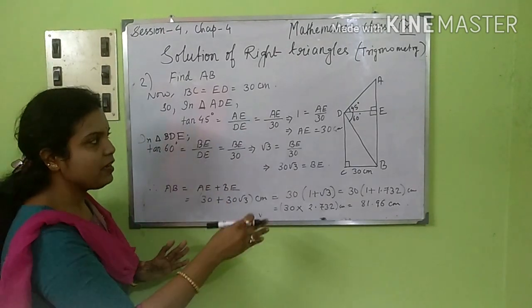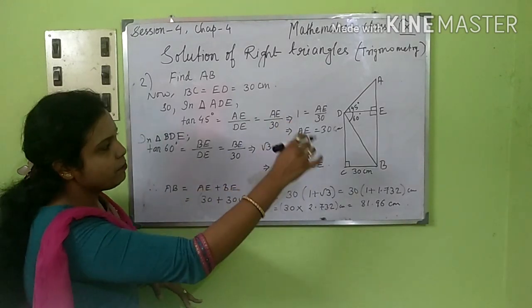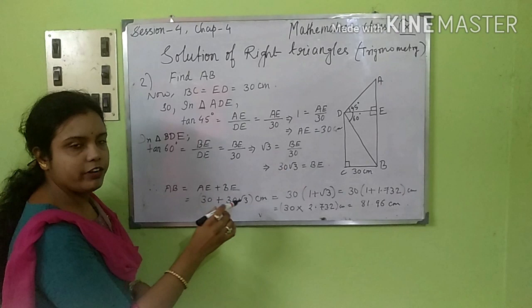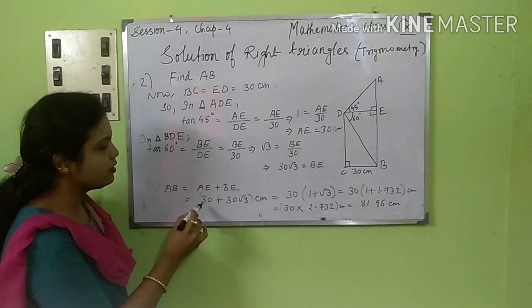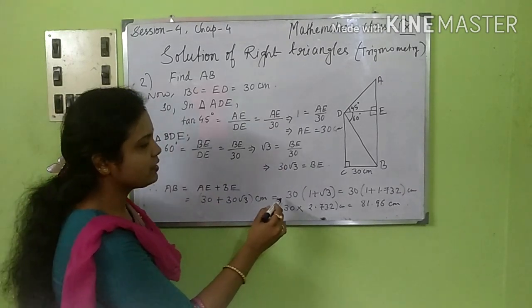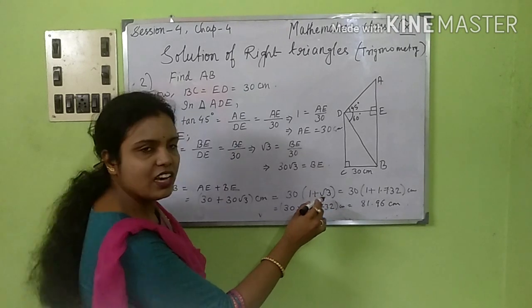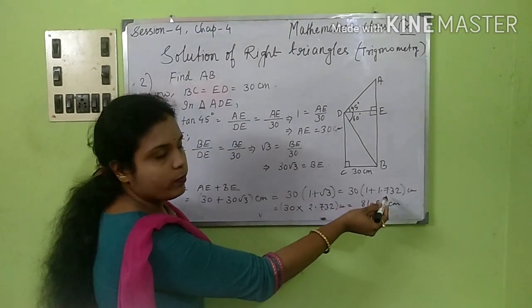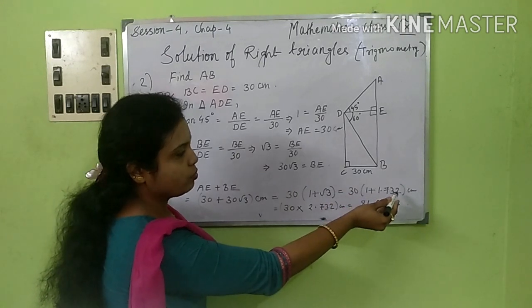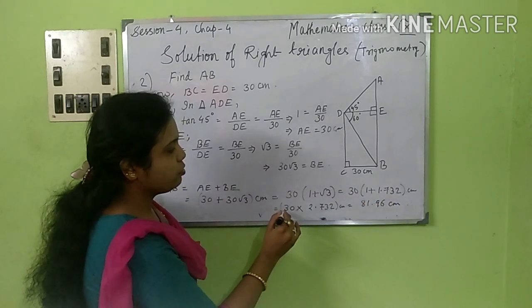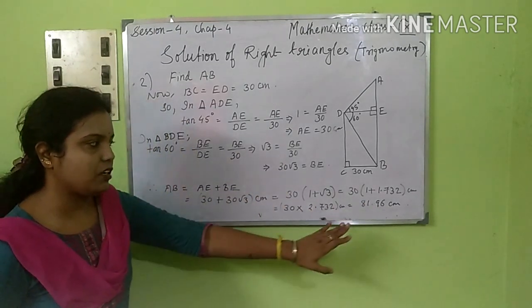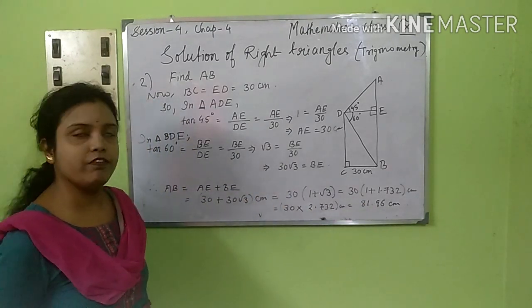So now AB is equal to AE plus BE, right? So AE and BE's value we have already got. So just put that over there, 30 plus 30 root 3 centimeter, that is equal to 30 into 1 plus root 3. Just have taken the 30 common. So 30 into 1 plus value of root 3 is 1.732. Okay? That is equal to 30 into 2.732 and then calculate. 81.96 centimeter is the final answer of AB.